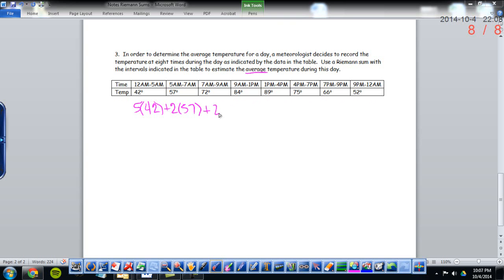And then the next interval was, again, 2 hours, and that temperature was 72. The next interval is a 4-hour interval, the temperature of 84. The next interval was 3 hours with a temperature of 89, and then another 3 hours, temperature of 75, 2 hours, the temperature of 66, and then 3 hours with the temperature of 52. So that is the sum of all of our temperatures right here.